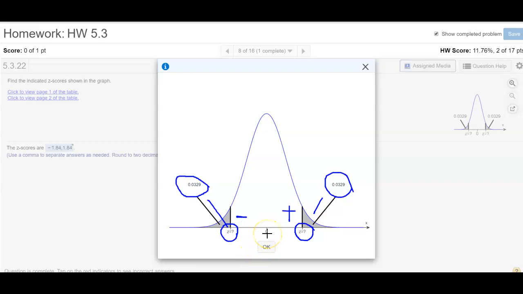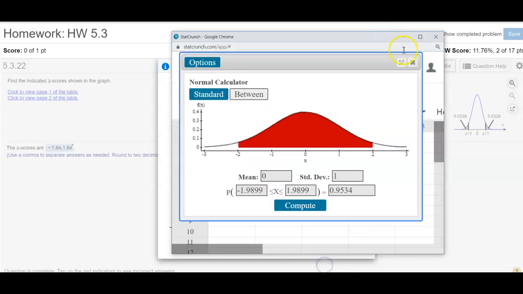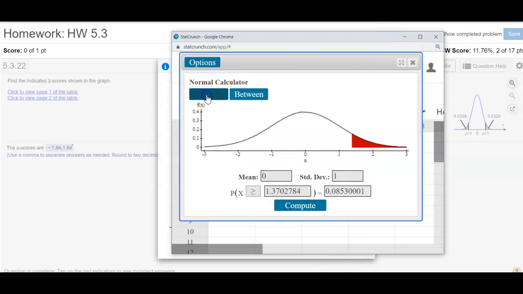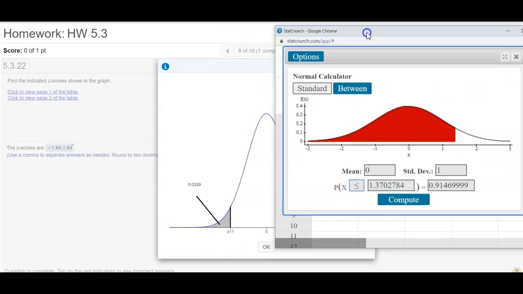So I don't have to find both of them. I can simply find one and change the sign. Let me go ahead and show you how that's done. I will click standard, right? And I'm going to plug in this area here.